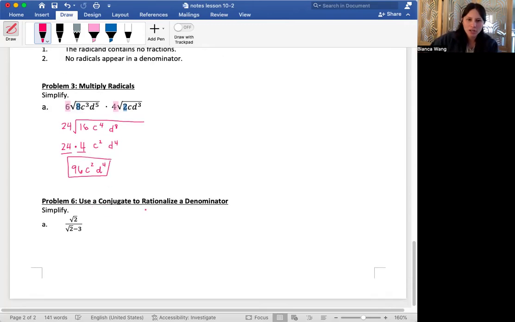We need to conjugate to rationalize a denominator. So we have a problem here. Our denominator has a square root of 2 minus 3. Now, this is not as simple because I can't just multiply like square root of 2 minus 3 over square root of 2 minus 3.